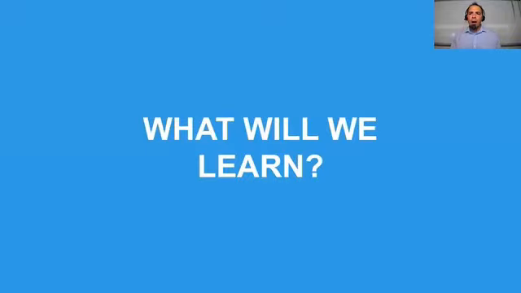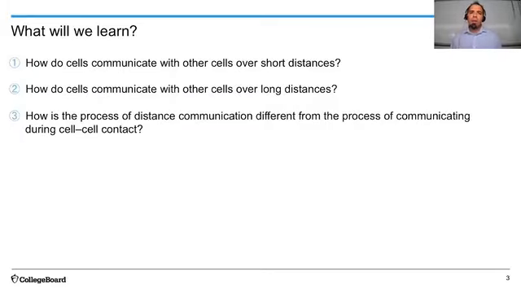So what will we learn? Always important. How do cells communicate with other cells over a short distance, but also how do cells communicate with other cells over a long distance? And finally, how is the process of distance communication different from the process of communicating during cell-to-cell contact? So again, you may want to pause the video here, jot down some answers or some ideas you might have.